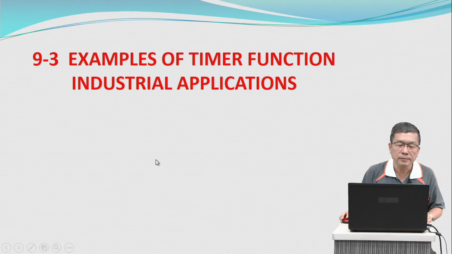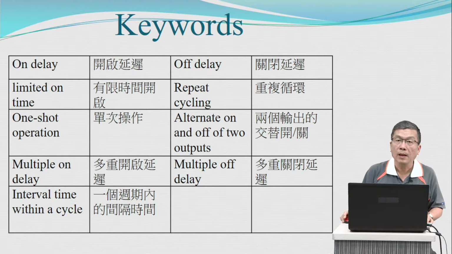PLC timer function. Examples of timer function, industrial applications. The keywords: on delay, off delay, limited on time, repeat cycling, one-shot operation, alternate on and off of two outputs, multiple on delay, multiple off delay, interval time within a cycle.